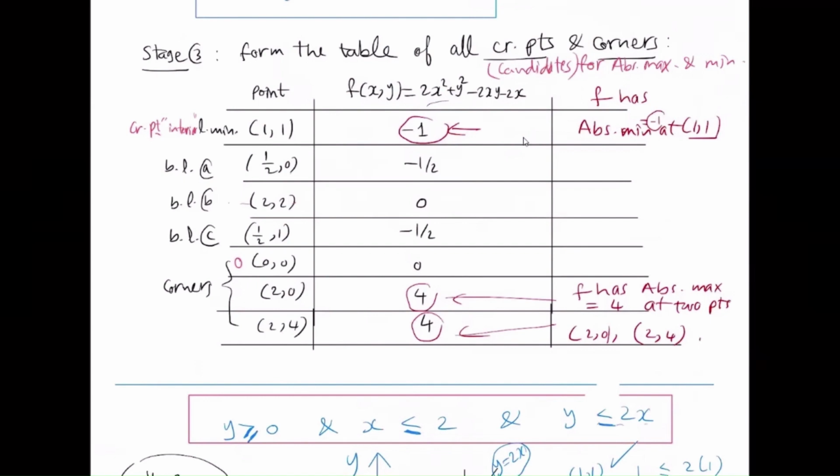And you compare these values. So you get the smallest value. The lowest of the low here is -1. This is the absolute minimum of the given function. It occurs at 1, 1.